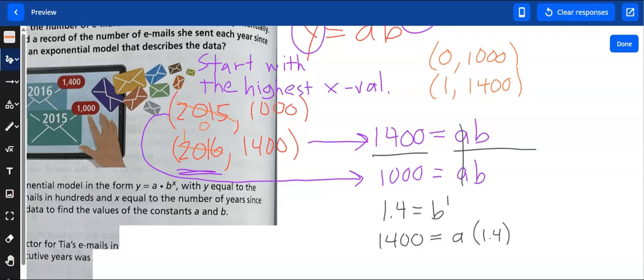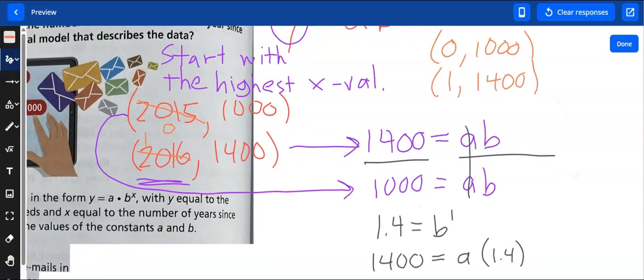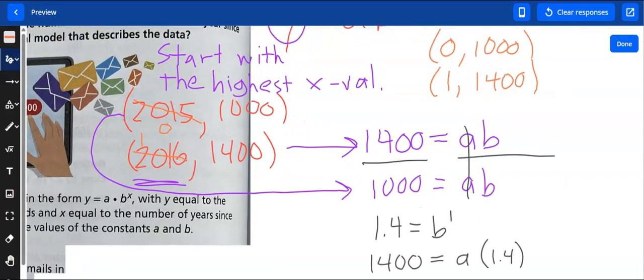Do we still start with the high? Which one do we start with again? I tried to tell you. Highest what? X value. That's what I wrote on screen. Highest X value. So 1400 equals AB to the first. And in the bottom equation, 1000 equals AB to the 0.